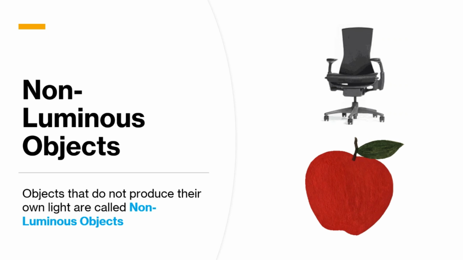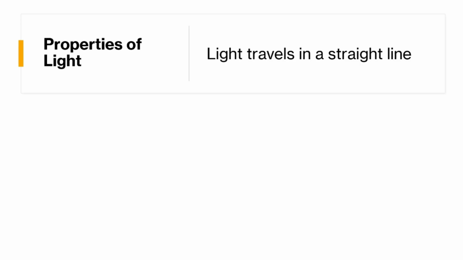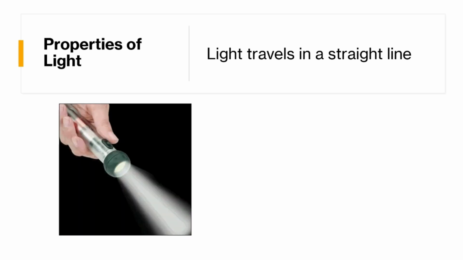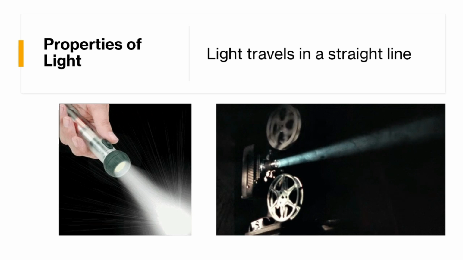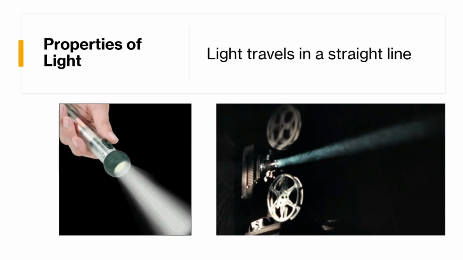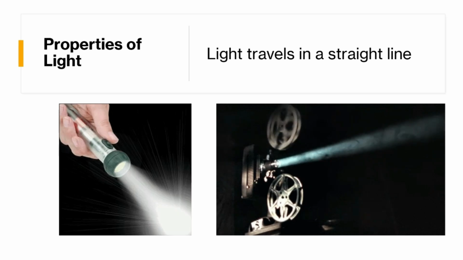Now let's talk about some properties of light. We know that green plants prepare food by photosynthesis using the energy of sunlight. Thus, light is essential for life on Earth. Light has many properties. Let us start by looking at them one by one. Light travels in a straight line. When we turn on a torch in the dark, light goes straight outwards. The light from a cinema projector also takes a straight line to the screen. These observations show that light travels in a straight line.